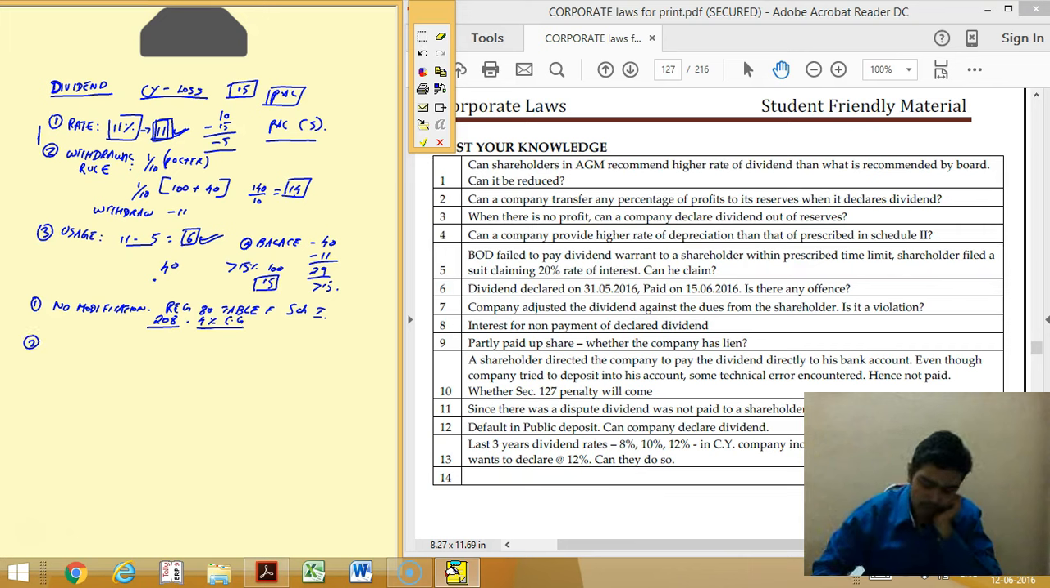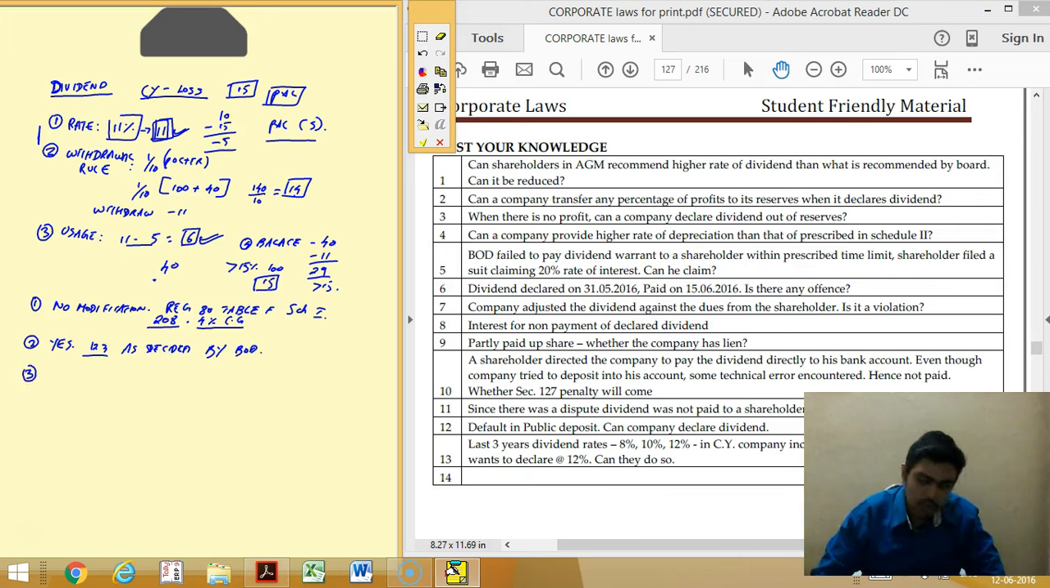Then question number 2, can a company transfer any percentage of profit to its reserves when it declares dividend? So yes, because section 123 says, as decided by board of directors, they can transfer. So there is no mandatory transfer. As decided by board of directors, they can transfer.